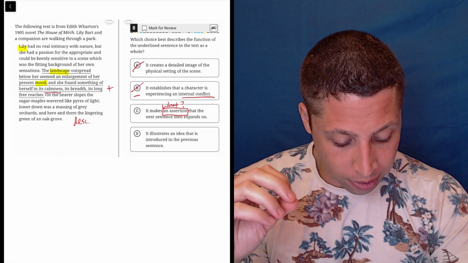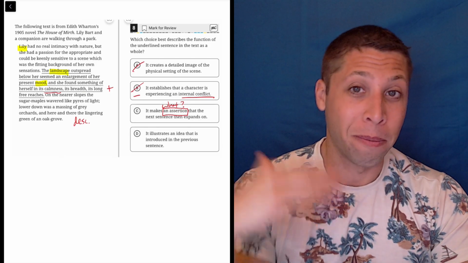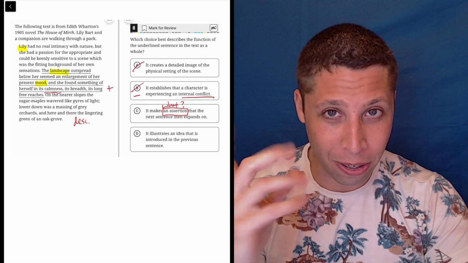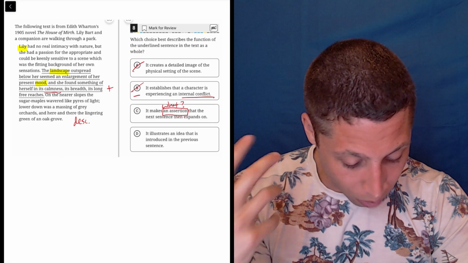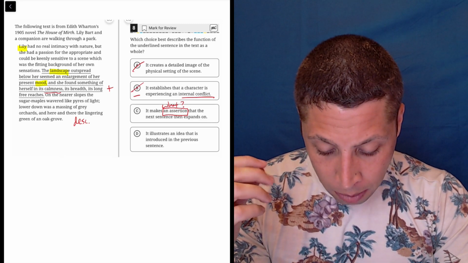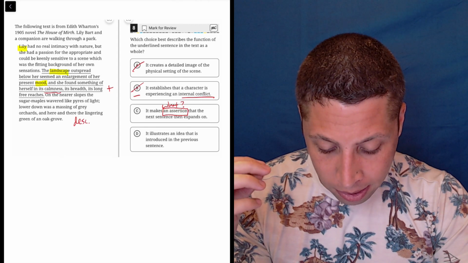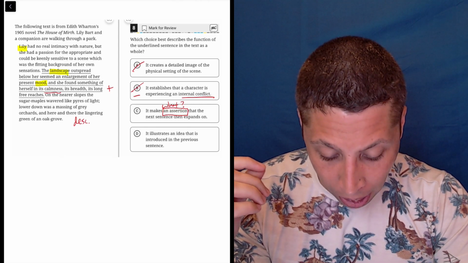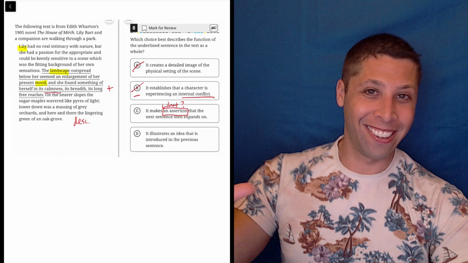It illustrates an idea that is introduced in the previous sentence. So this is looking backwards. So if you're between C and D, notice they're focusing on two different sentences. So what's the previous sentence about? Lily had no real intimacy with nature, but she had a passion for the appropriate and could be keenly sensitive to a scene which was the fitting background of her own sensations. Okay, this is perfect.